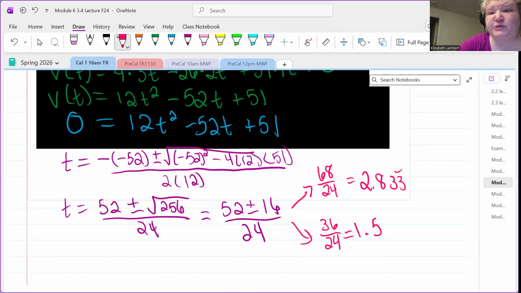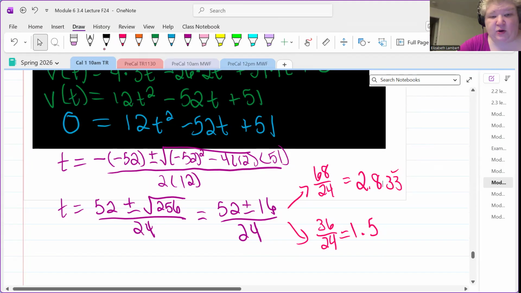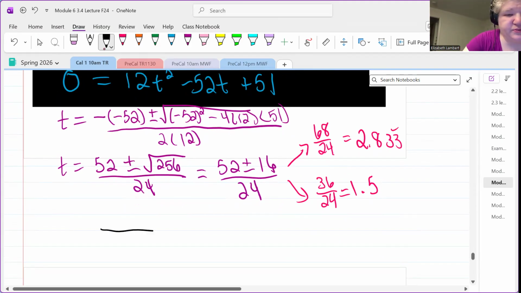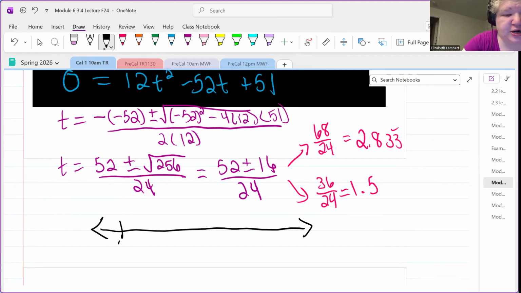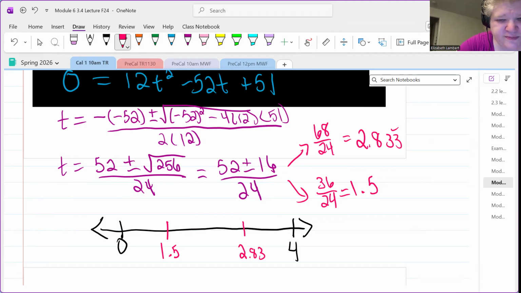So these two numbers, though, are between 0 and 4. So these are the spots where the velocity is 0. So I'm going to draw a nice number line now. So the start of my number line is going to be 0. The end of the number line is going to be 4. And then in between, I'm going to have those two values I just found, the 1.5 and the 2.83 repeating.